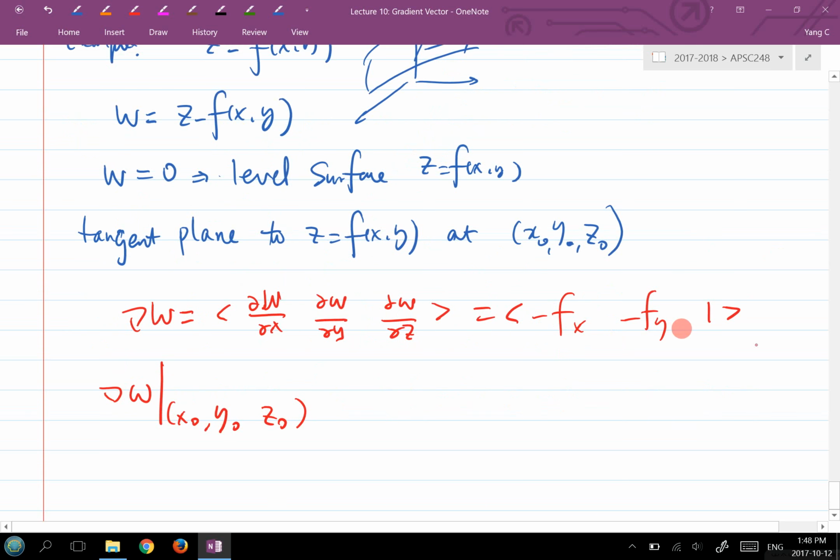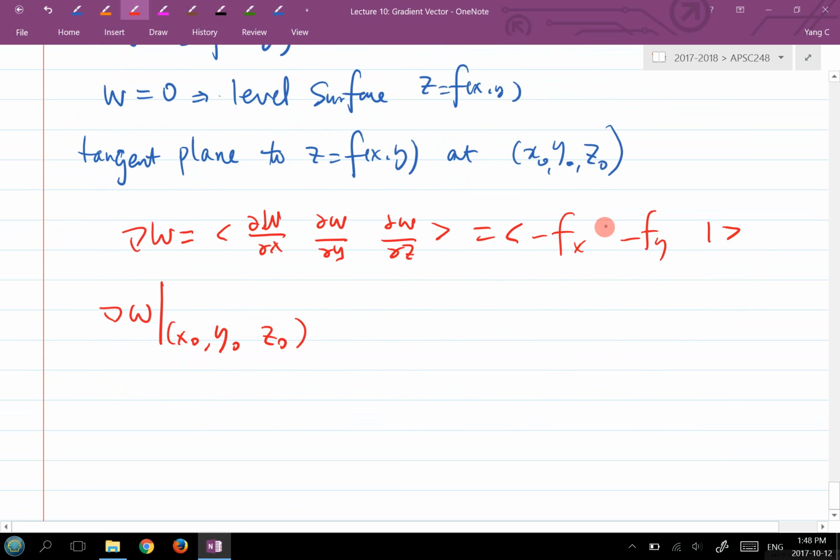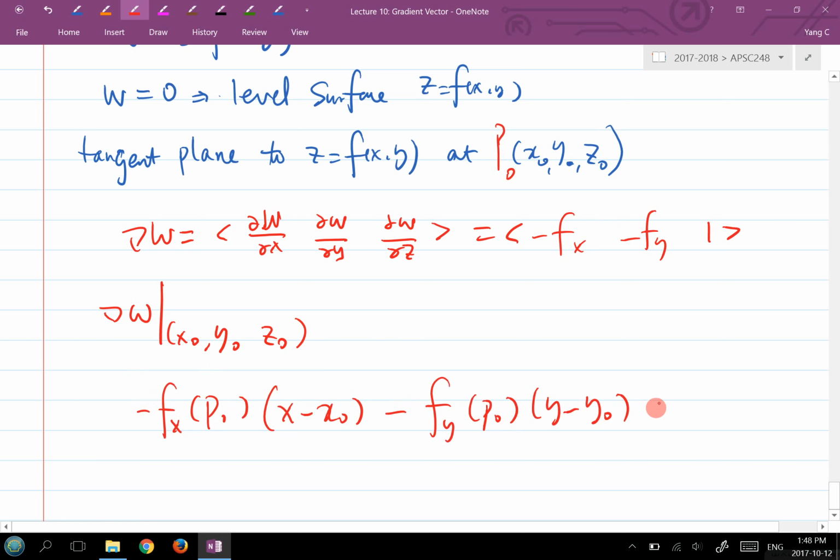Then create your plane equation. What will be the plane equation? It's negative fx at the location, let's call it p naught, times x minus x naught, minus fy at the p naught location times y minus y naught, and z, here's 1, z minus z naught equal to 0. So this is your tangent plane.